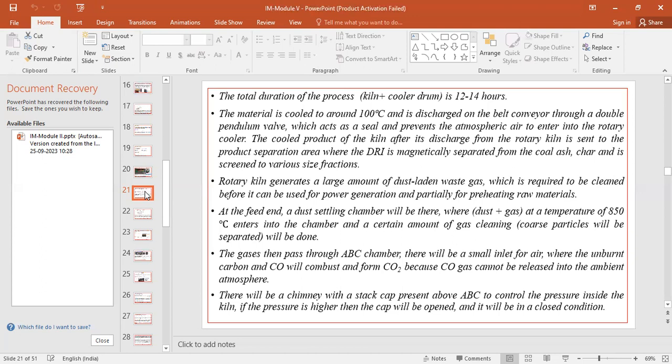Because you know very well that CO gas is a greenhouse gas, which we cannot release into the ambient atmosphere, not good for that. So this is what we do basically in the ABC: the unburned carbon as well as carbon monoxide, whatever it is, will be combusted in the after burning chamber before you submit it for further processing.